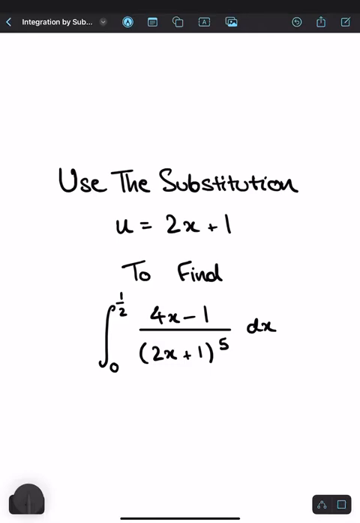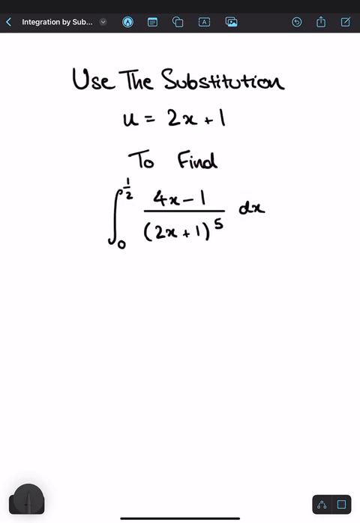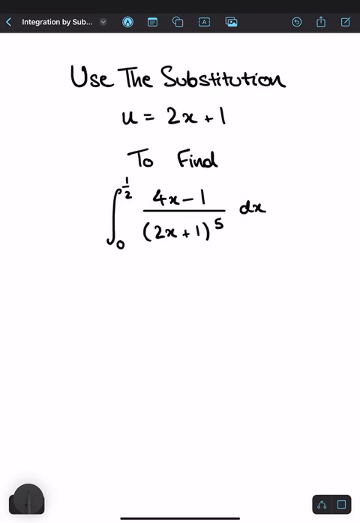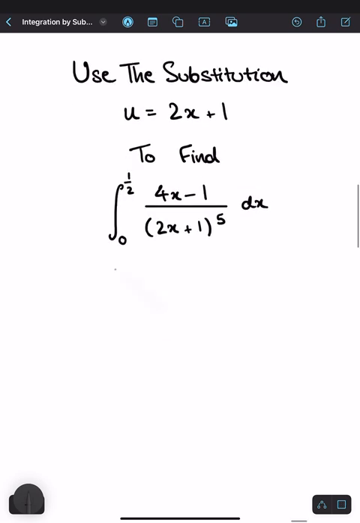Use the substitution u equals 2x plus 1 to find the answer to this integral. Because we're using a substitution to find the answer to a definite integral, there are a few things we need to do. And looking at the integral itself, we can see what they are.